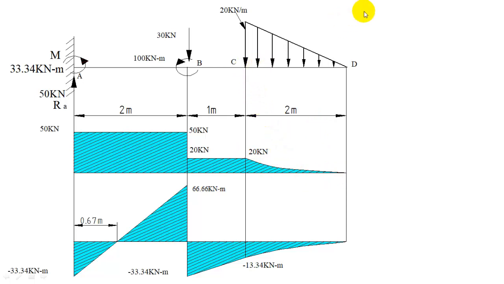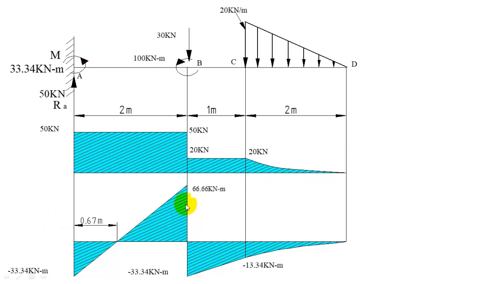If it's in the other way, initially the rate of decrease will be less. So you will get the diagram going like this, and at the end slope will be more. So that is the case when the UVL is in the other direction. So here the concave side is facing up.